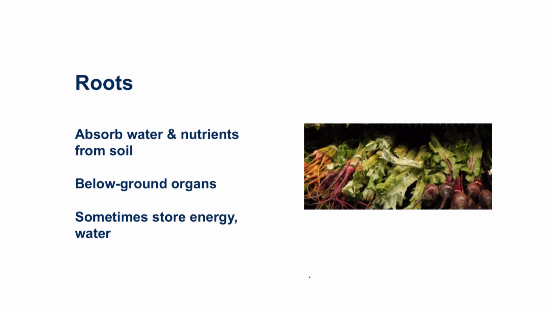And finally, the root system, like you can see here in these root vegetables, carrots, beets, etc., absorb water and nutrients from the soil. They tend to be below ground organs. Sometimes they store energy and sometimes they store water.